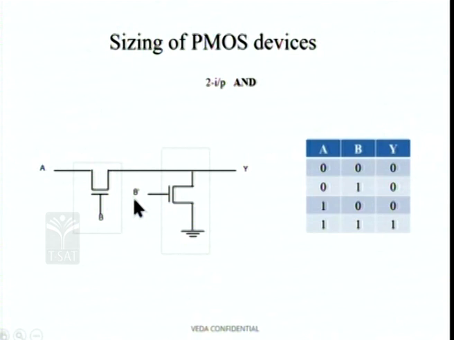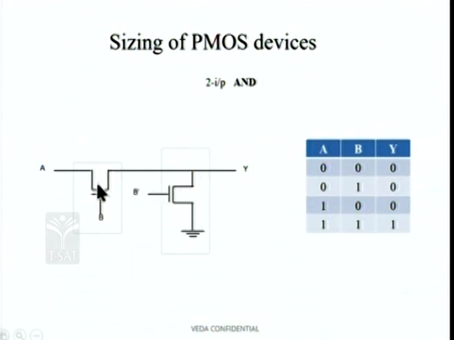It can be taken from there. One inverter might perhaps be necessary to generate B prime. Okay, so B prime is given over here. Now look at this 2-input NAND gate. How many devices does it have? It has only 2 devices.